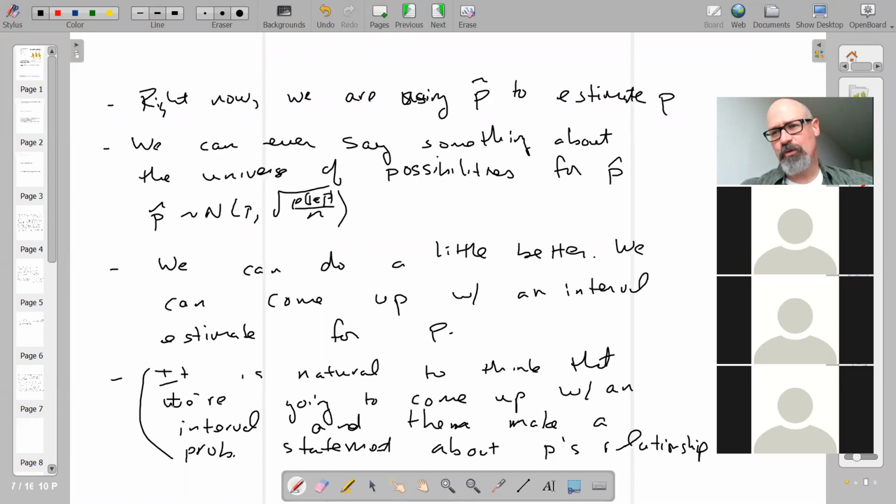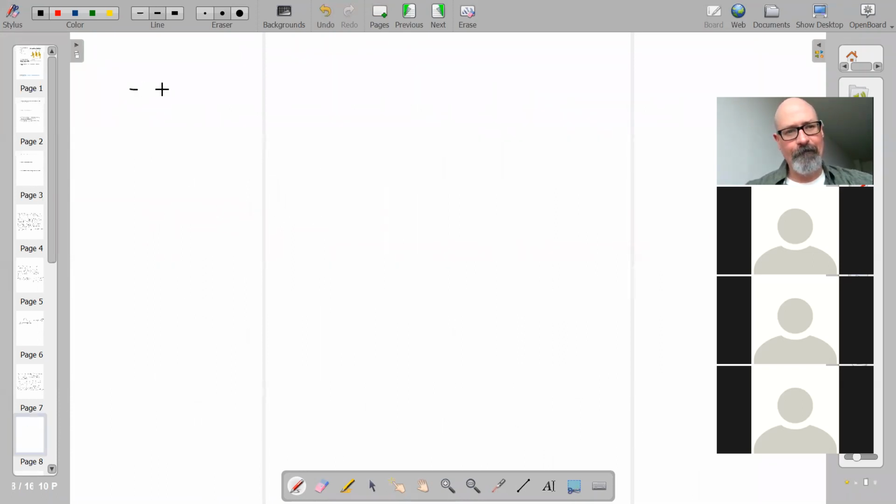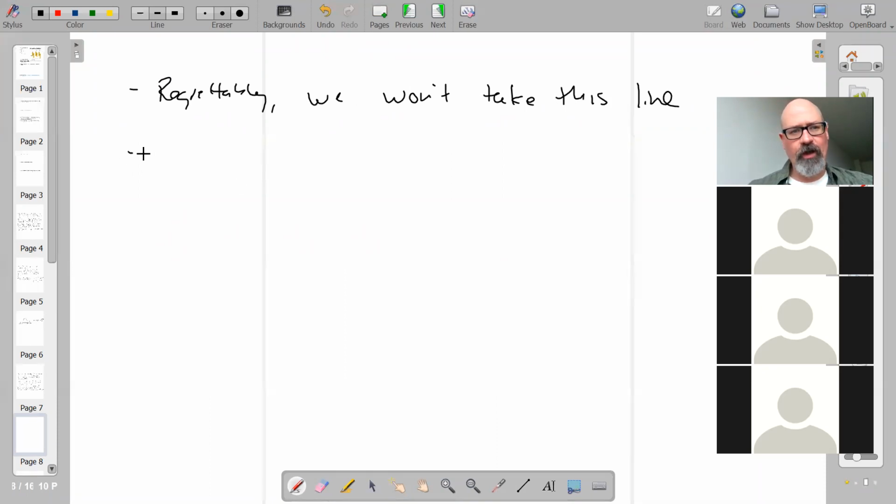That's usually what people want to do when they read this chapter, but regrettably, we won't take this line. If you want to make a statement about the location of the parameter in some probabilistic sense, within a fixed interval that you somehow make, unfortunately the methods of Stat 202 won't get you there.